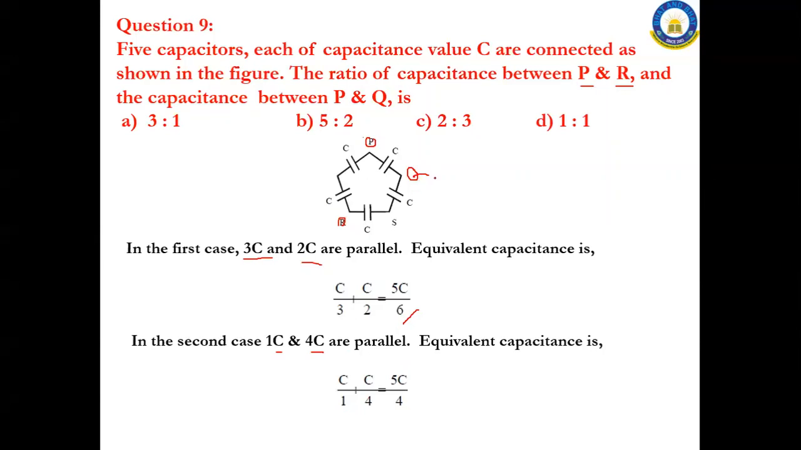Okay. So now we calculate the ratio. See the ratio, 5C by 6 whole divided by 5C by 4, that is into 4 by 5C. Okay. So now you get 4 by 6, that is simplified into 2 by 3. So 2:3 is the ratio. So we'll see option C is the correct option.